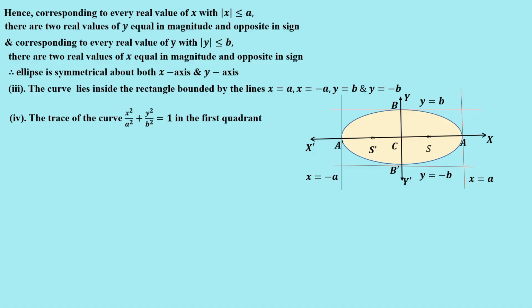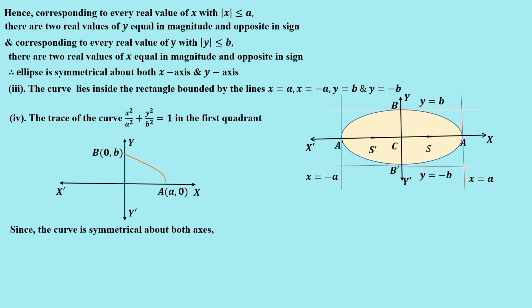Fourth one, the trace of the curve x square by a square plus y square by b square equal to 1 in the first quadrant. So x dash, y dash. In the first quadrant we are taking that part only, that is the right side top. A we know is a comma 0, and B is 0 comma b, we are taking that part.